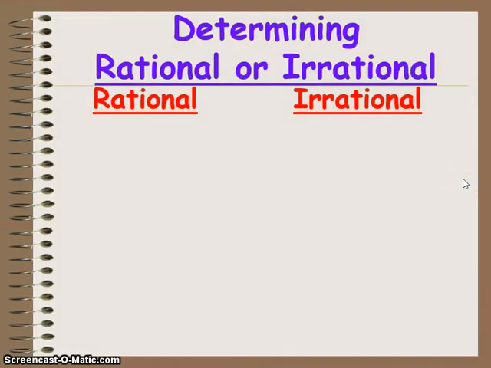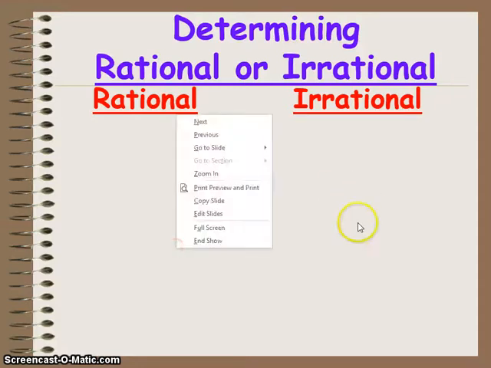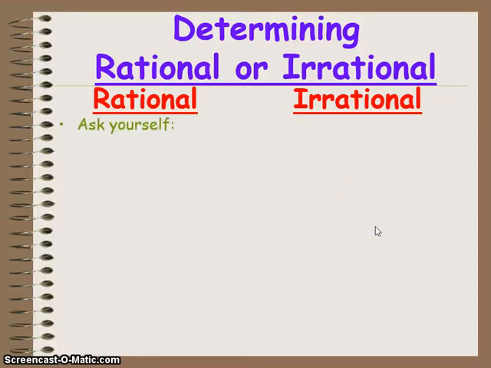Now, it can be tricky to determine whether a number is rational or irrational, so I'm going to give you a list to help you decide whether they're rational or irrational. Let's start with rational, because if we can decide that it's not rational, we'll know that it's irrational. So, if you're trying to figure out if a number is rational or not, ask yourself, is it an integer? And if you say yes, then it's rational.